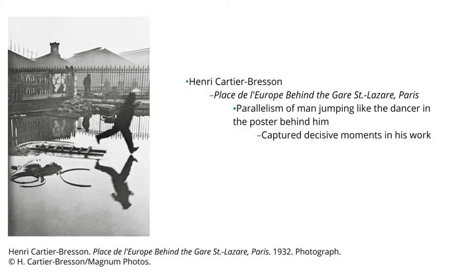Another early photographer was Henri Cartier-Bresson. This is Place de l'Europe behind the Gare Saint-Lazare, Paris. And in it, you can really see the idea of an action shot, capturing that moment. And also, if you look closely, you can see there's parallelism between this man jumping and the dancer in the poster behind him. And the way that they're placed on the composition makes them kind of balance each other out. Also, like I said about the action shot, Cartier-Bresson was very well known for capturing decisive moments in his work.